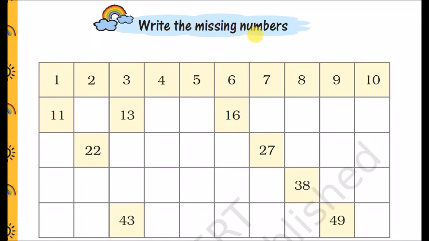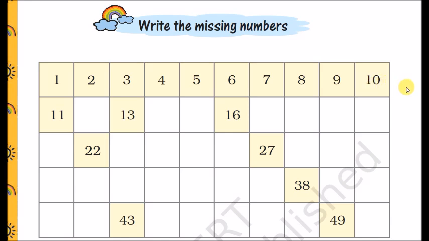Write the missing numbers. जो नंबर्स मिसिंग है हमें उन्हें लिखना है. 1, 2, 3, 4, 5, 6, 7, 8, 9 and 10.